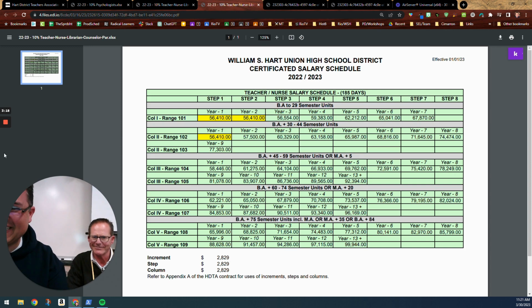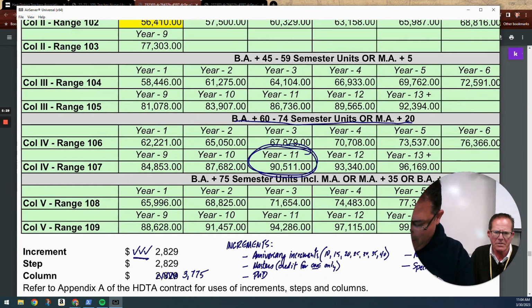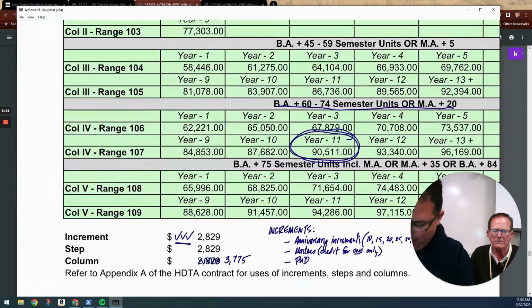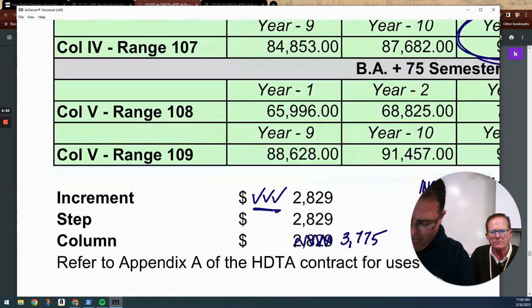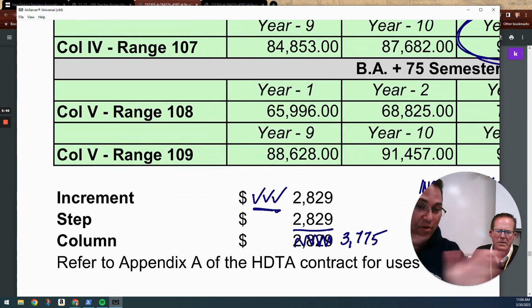Thanks. And so that's the increment level. And then the step level here is the same as the increment level, at least for teachers. Those steps are different for some of our other members, right? For our teacher librarians and our counselors, those steps are different, but increments are the same currently across the board. Correct. They're all based on 5% of step 1, column 1.